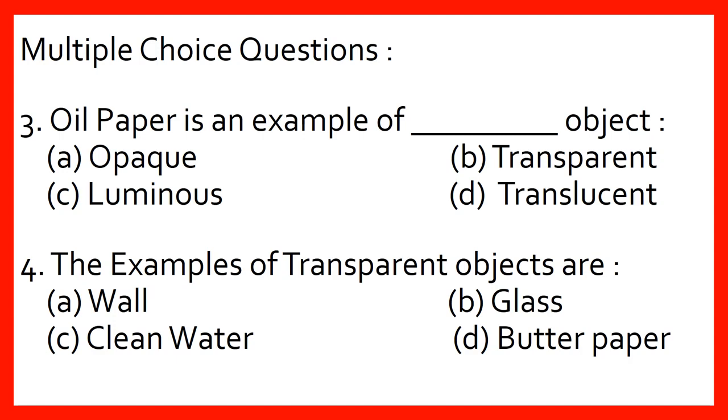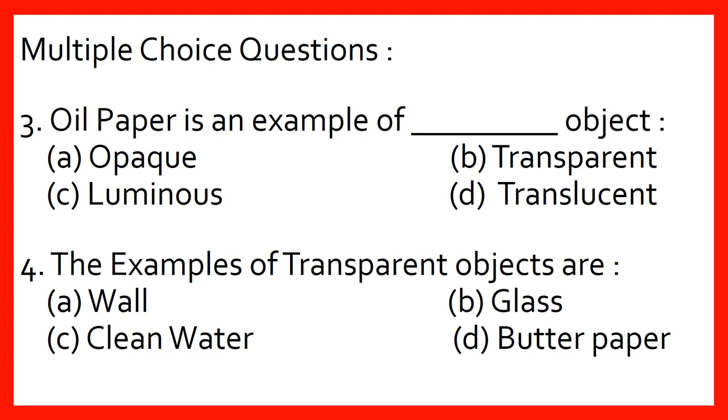Question number 3. Oil paper is an example of dash object. Option A, opaque. Option B, transparent. Option C, luminous. Option D, translucent.